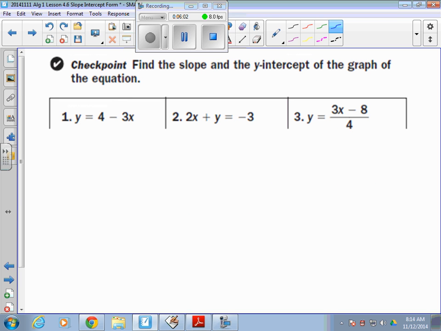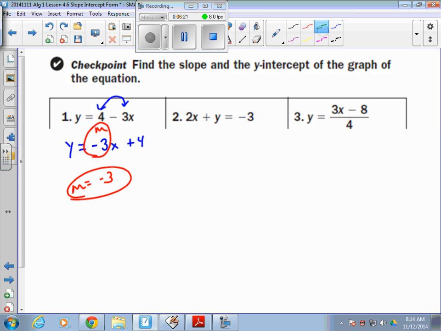And then we have a checkpoint problem with 3 different ones. All you have to do for number 1 is reorder the b and the mx. When you reorder it, it's going to say y equals negative 3x, positive 4 or plus 4. Your m value is negative 3, so your slope is negative 3. And your b value is positive 4, so b is 4.